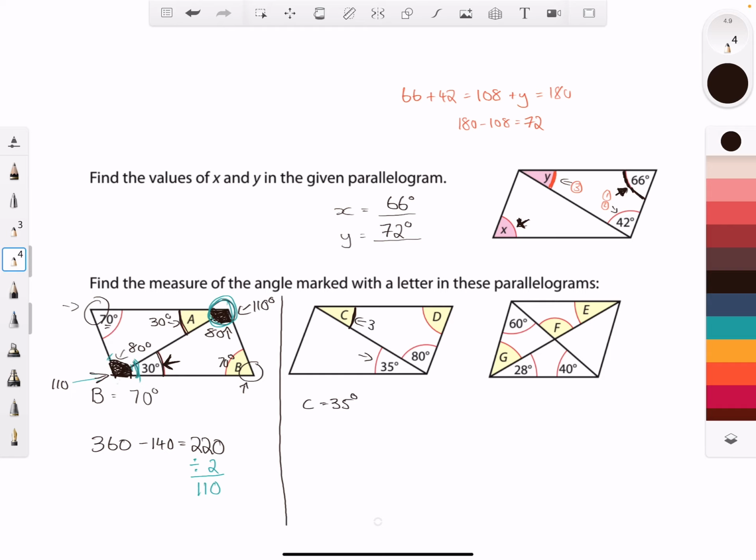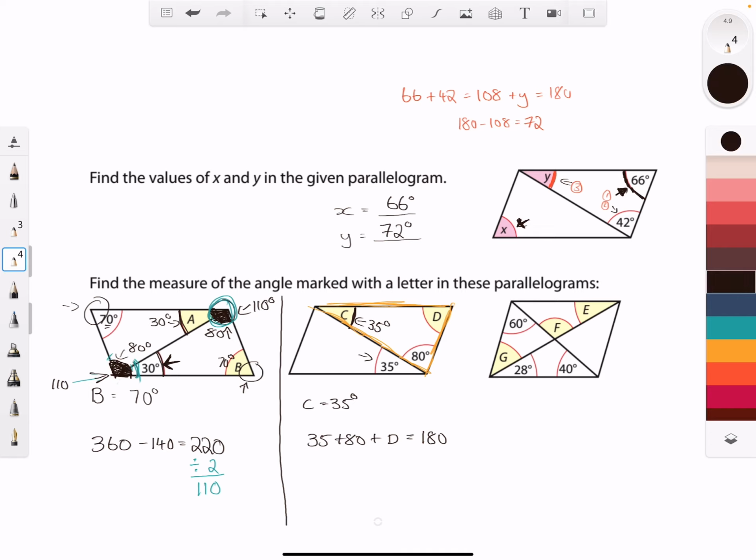Okay, and if we know that that is 35 degrees and we want to find out what D is, well, all we have to do is add 35 plus 80 plus whatever D is to give us 180. Because isn't this a triangle? If you look at this part of the shape, isn't this a triangle? And the three angles of a triangle added together are 180. So 35 plus 80 is 115.